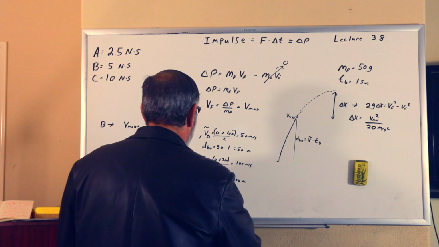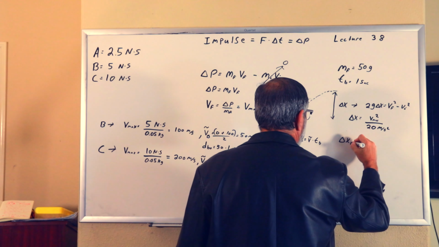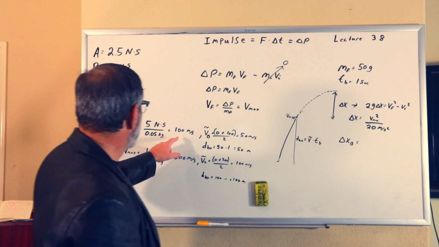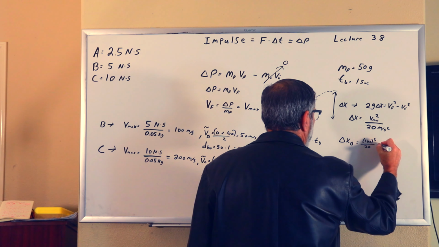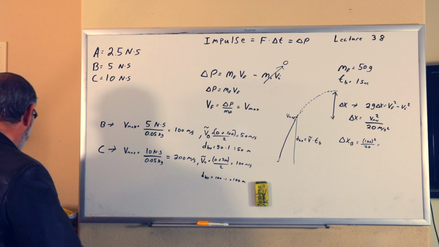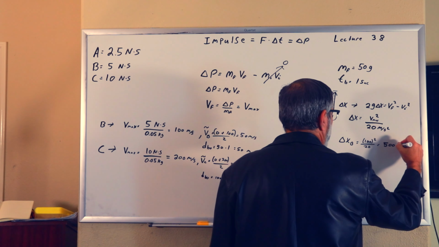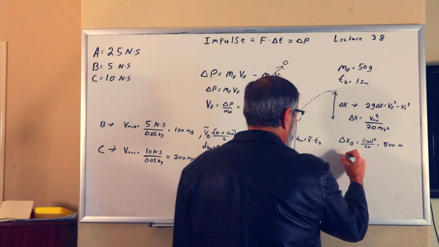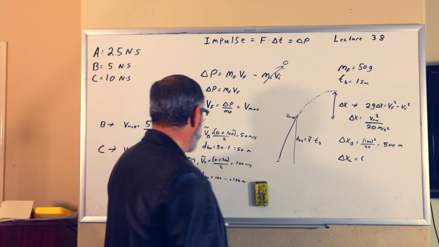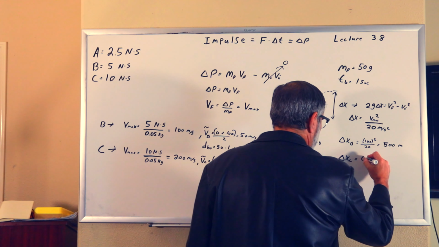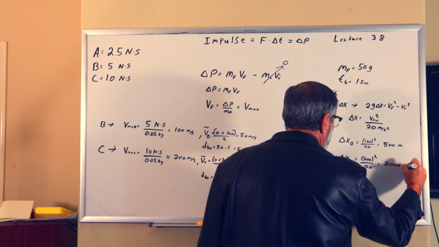So if I now plug in what delta x is for, say, a B motor, that's going to give me v max, which is 100 meters per second. So 100 squared divided by 20, that's 10,000 divided by 20, which comes out to be 500 meters. And for the C motor, v max is not 100 meters per second but 200 meters per second. 200 squared over 20 will be 2,000 meters.